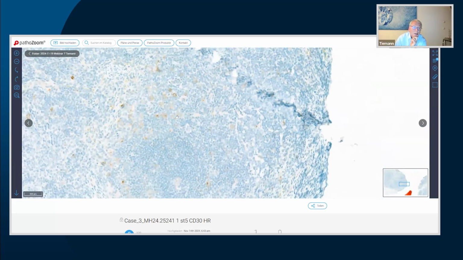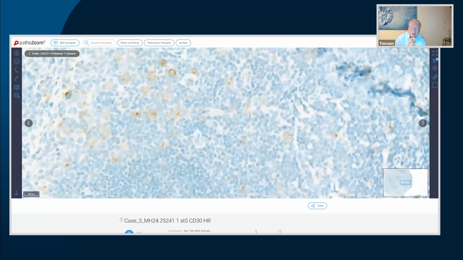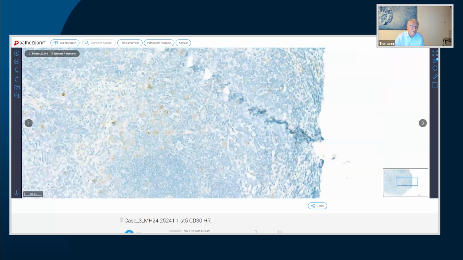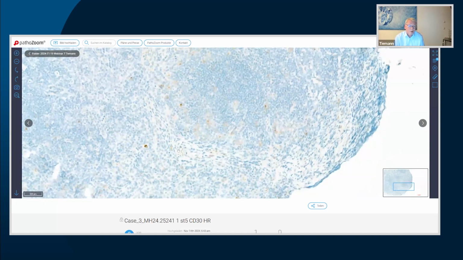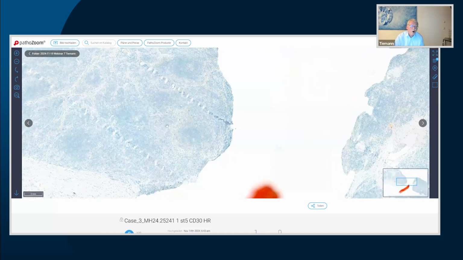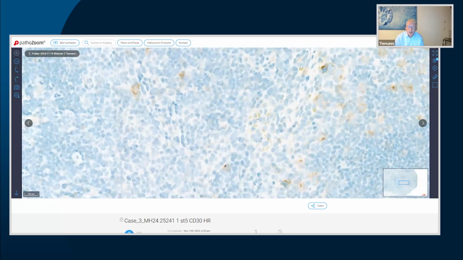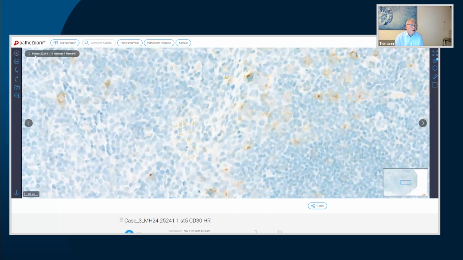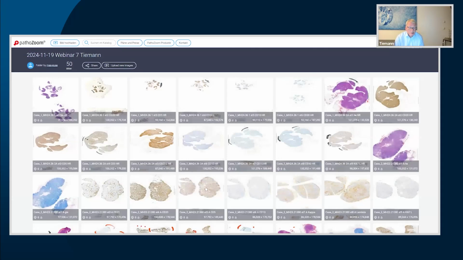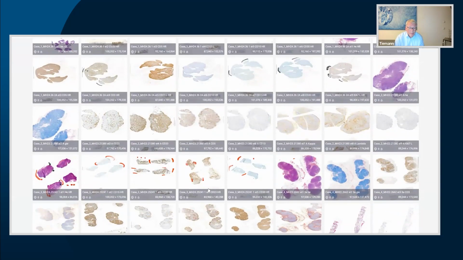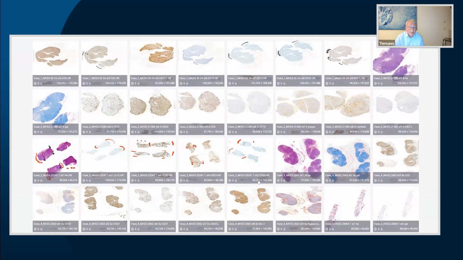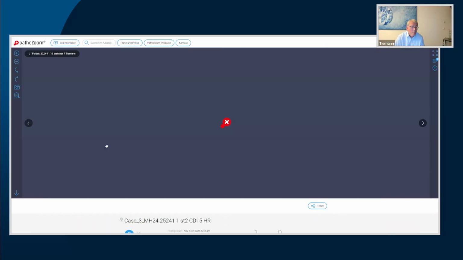Here. This is an increased number, and these are larger cells, sometimes surrounded by reactive T cells, like a halo. And here, double nucleated CD30 positive cells. So the question is whether this is a reactive lesion or whether this is partial infiltration of Hodgkin cells. CD30, CD15.